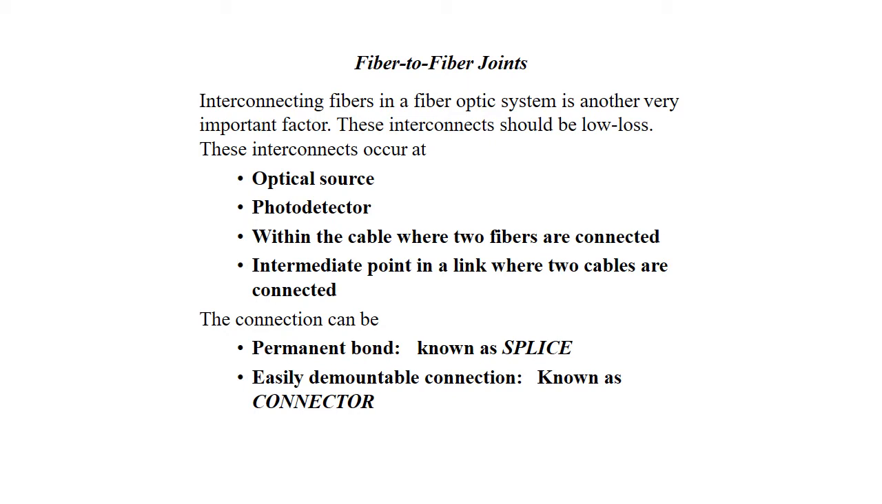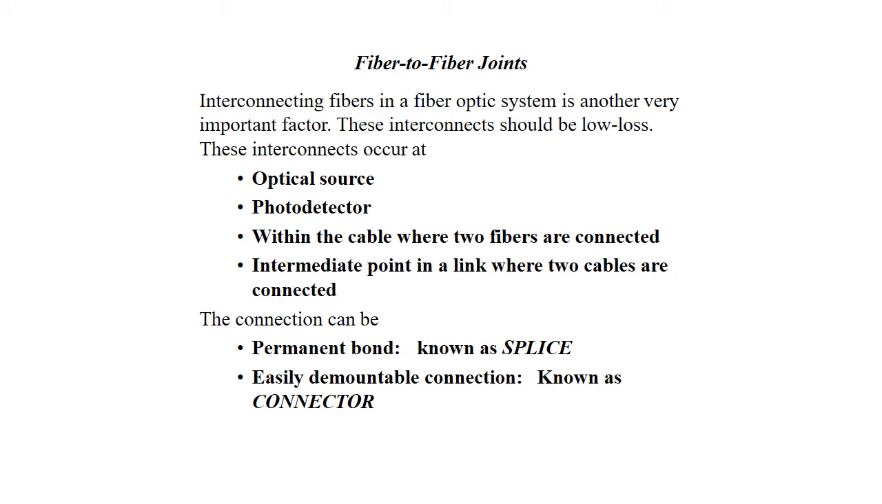So an optical fiber link is used for both joining and termination of the transmission medium. Generally the number of intermediate fiber connections or joints depends upon the link length. The interconnection of fibers in a fiber optic system is another very important factor. So these interconnects should be low loss. These interconnects occur at optical sources, photodetectors, within the cable where two fibers are connected, and at intermediate points in a link where two cables are connected.